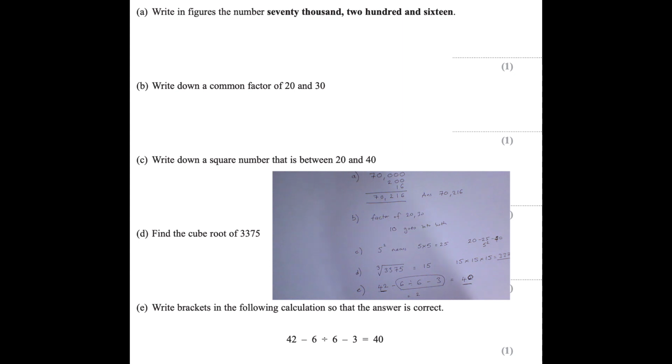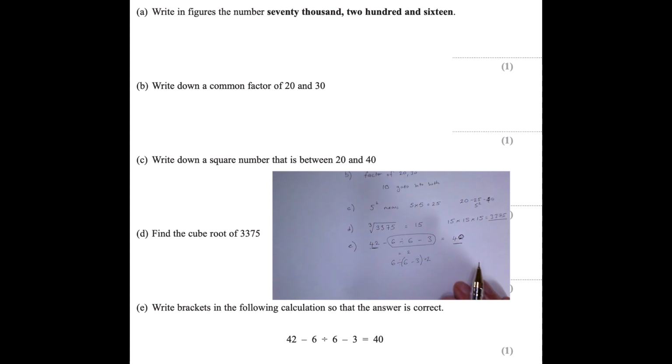So if I put brackets, let me just move the piece of paper up. Sorry about that. Just a second. Shift that up now. Yeah, there we go. So 6 take away 3 equals 3, and 6 divided by 3 equals 2, and 42 take away 2 equals 40. Yes, we've done it. So the bracket should look something like this. Okay, because we do brackets first, don't we, in big maths. Then we do the division, and then we do the subtraction.